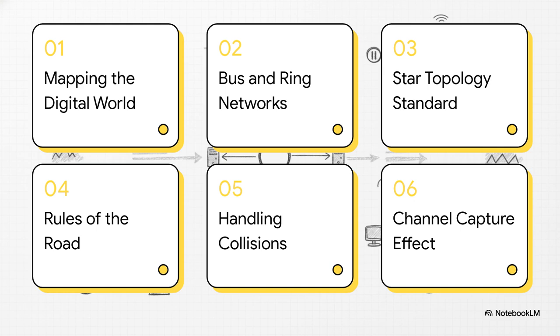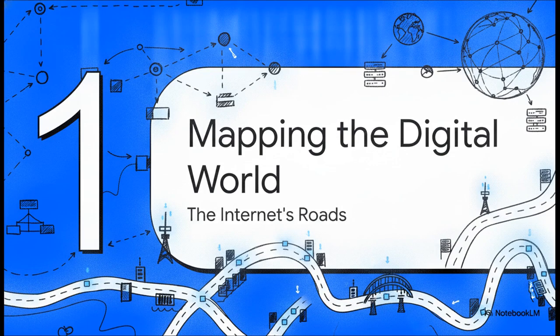Here's our roadmap for the explainer. We'll start with mapping the digital world, then look at early bus and ring networks, and move into the star topology standard. After that, we'll cover the rules of the road, handling data collisions, and finish up with the channel capture effect. All right, let's jump right into section 1, mapping the digital world. Because before any data can flow, we've got to pave the roads.